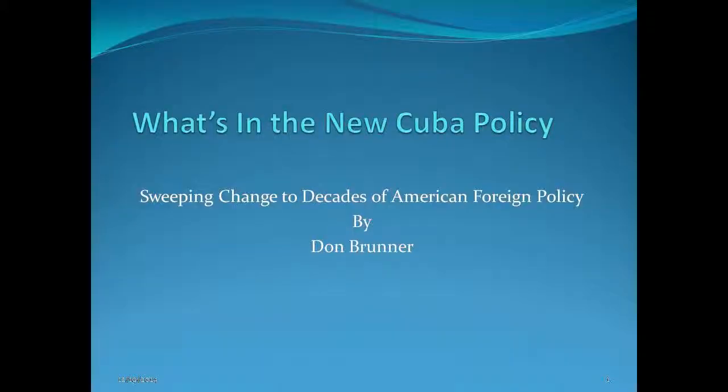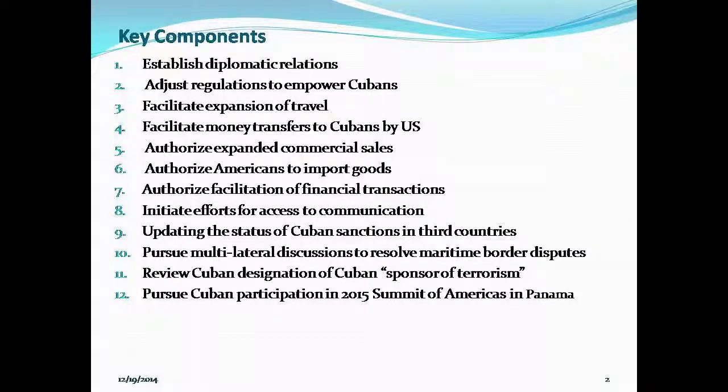Right. If you go through the press release and strip out all of the spin, we basically come down to these 12 elements or key components. Number 1, establish the diplomatic relations. Number 2 is adjust the regulations to empower Cubans. 3 is to facilitate the expansion of travel. 4 is facilitate money transfers to the Cubans by U.S.